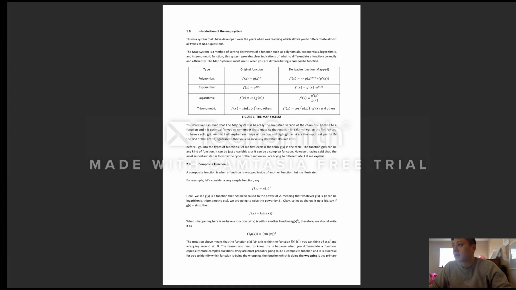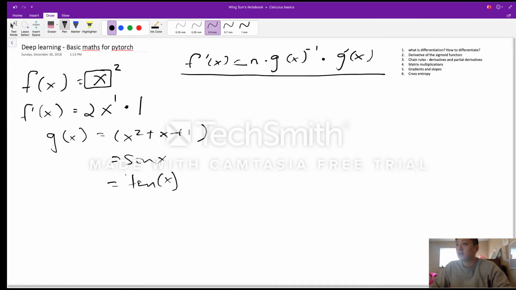So all I'm saying is that if you have an exponential raised to the power of something, just something, the derivative of that whole equation is given by this. It's given by the derivative of whatever that function is, multiplied by the original function, right? So let's do an example.